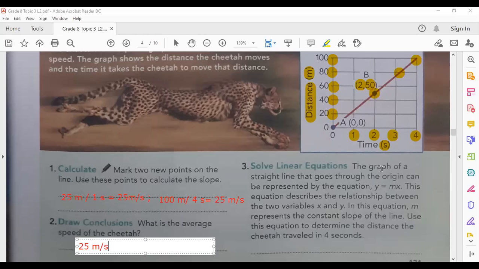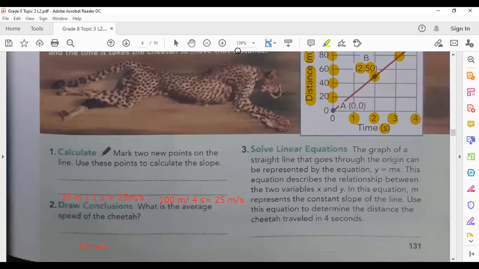Let's see number 3. Read it, Nasreen. The graph of a straight line that goes through the origin can be represented by the equation y equals mx. This equation describes the relationship between the two variables x and y. In this equation, m represents the constant slope of the line. Use this equation to determine the distance the cheetah traveled in 4 seconds. Can you do this? Let me explain. This graph goes through the origin, represented by the equation y equals mx.